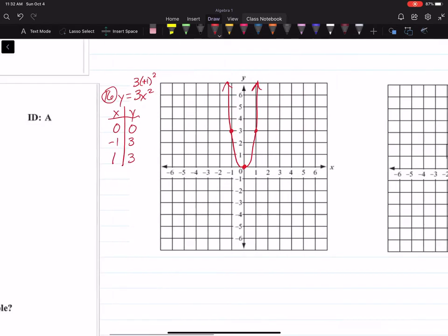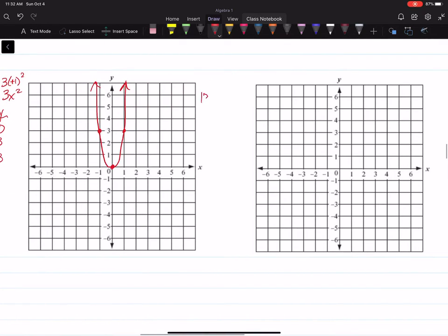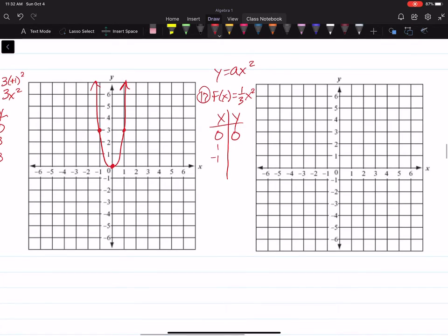17, y, f of x. I'll write it correctly this time. F of x equals 1/3 x squared. So here, again, it's still y equals ax squared form, okay? And when it's just y equals ax squared, you know your vertex is (0, 0) every time. I can pick any points I want to. Like if I want to do 1 and -1, I could, but the problem with that is you get 1/3, which is kind of hard to graph.